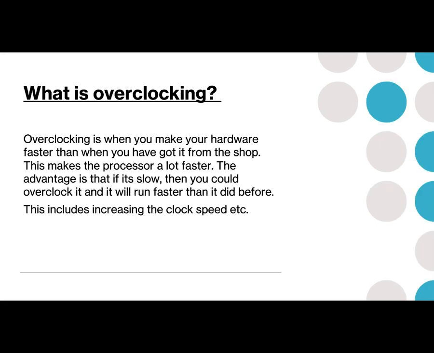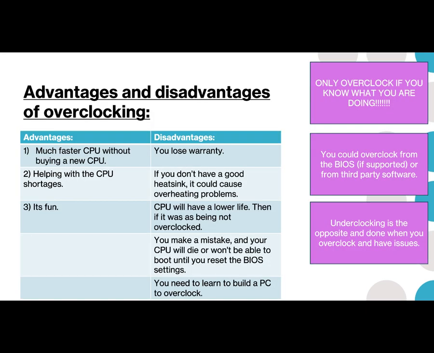Overclocking. What is overclocking? Overclocking is when you make your hardware faster than when you got it from the shop. This makes the processor a lot faster. The advantage is that if it's slow, you could overclock it and it will run faster than it did before. This includes increasing the clock speed.